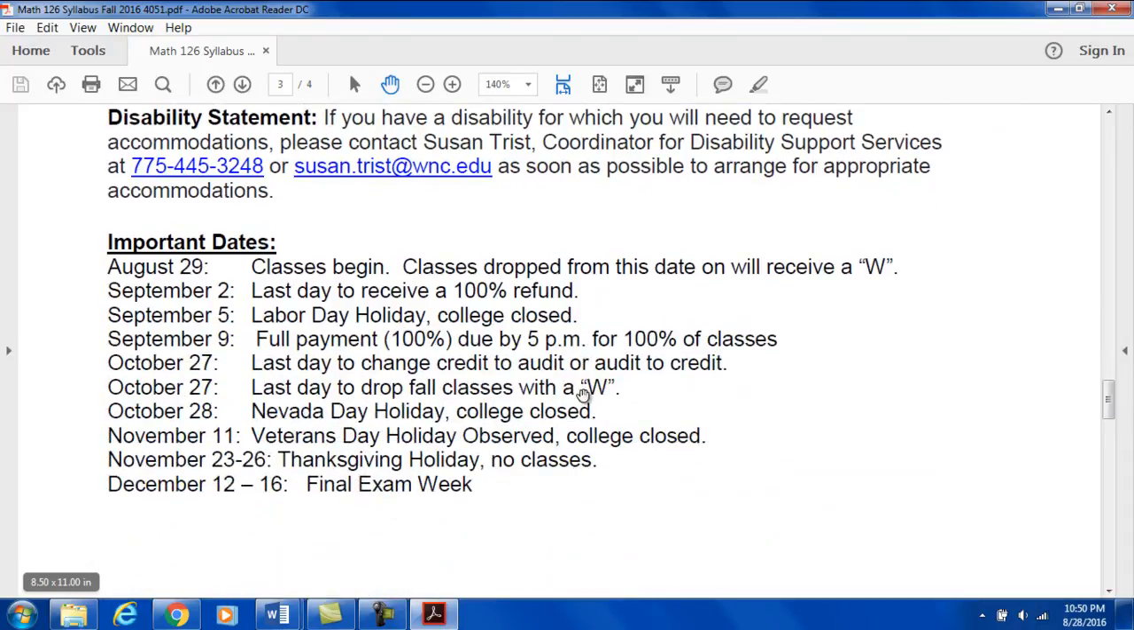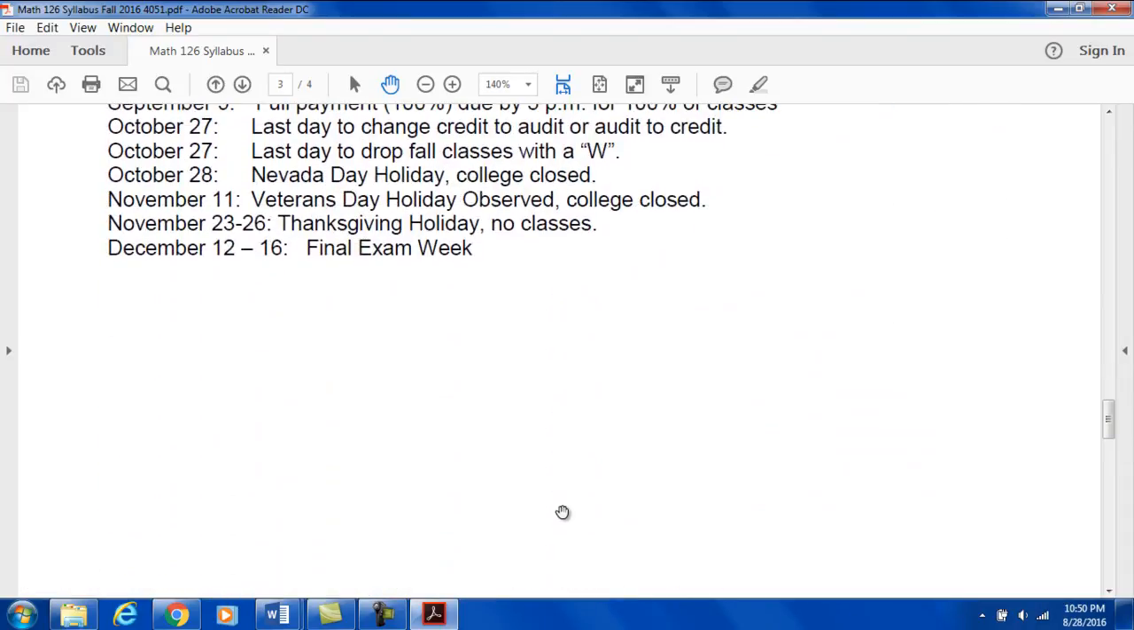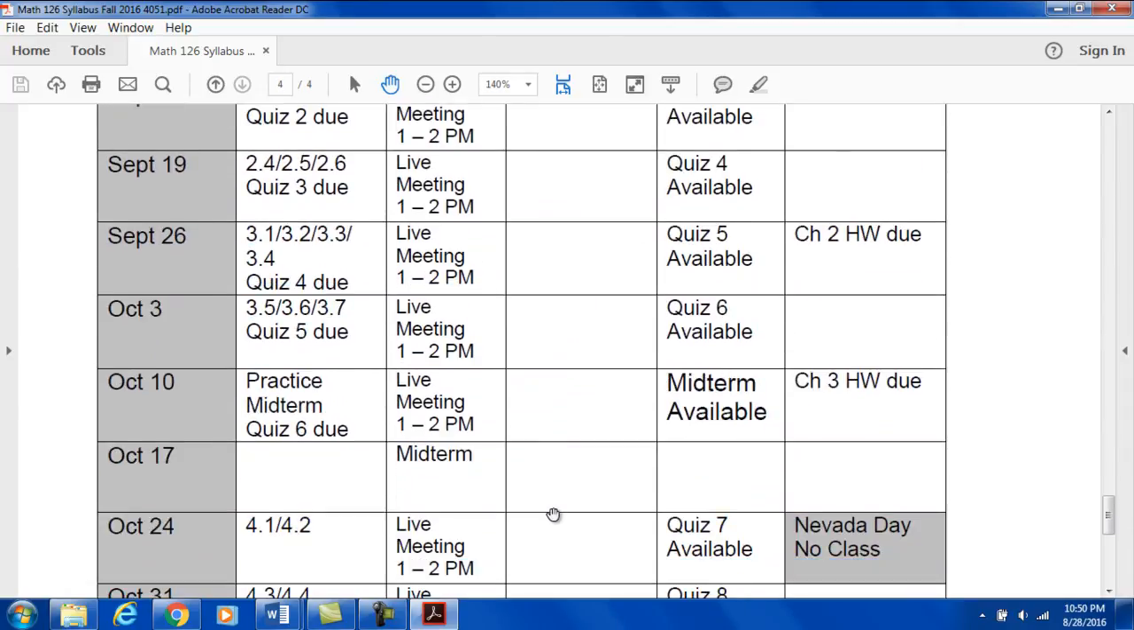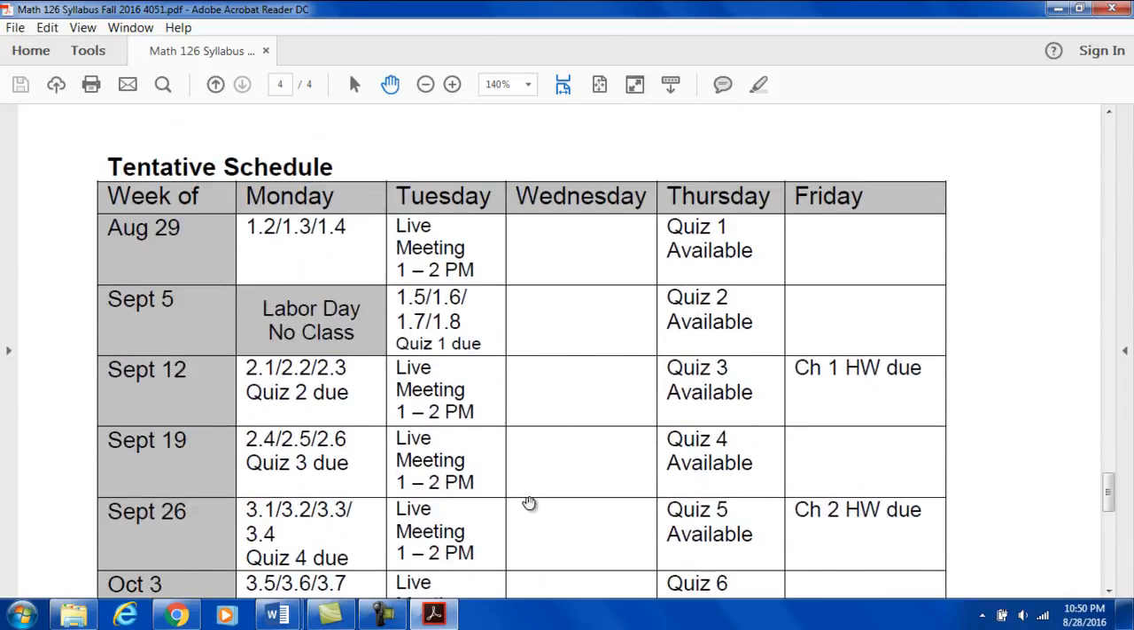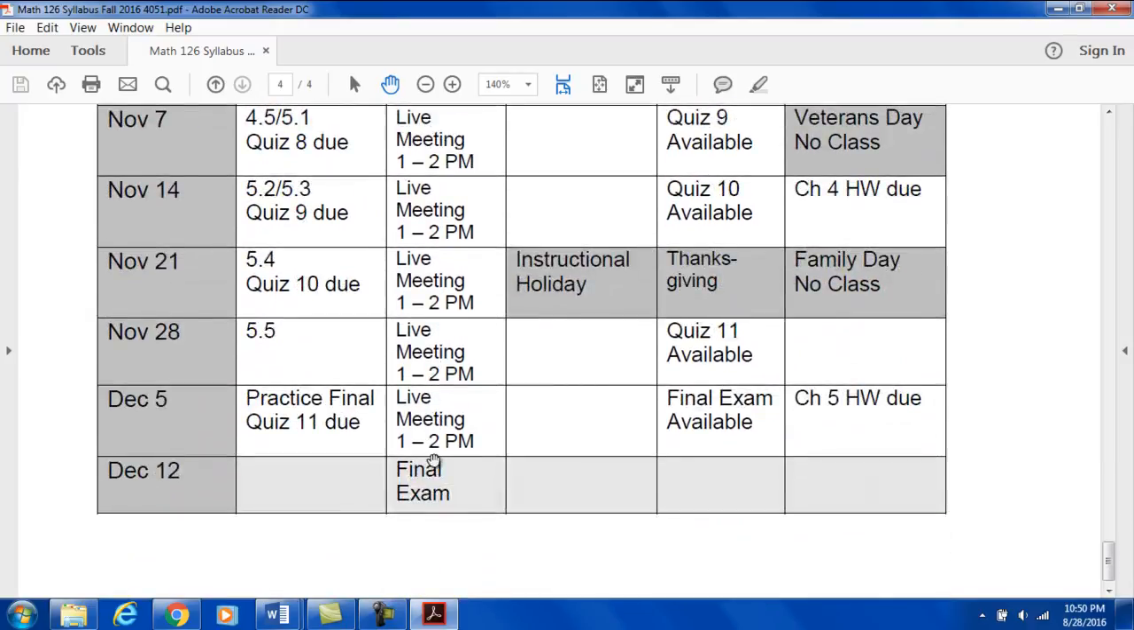Here are important dates for the semester. And here's a tentative schedule. Now if something happens and the 1 to 2 time slot doesn't work for our live meeting, I was told to pick a time, and that's what I picked. I was hoping that it's been communicated. If something has to change, we will change it. We should be having something on the 6th. I just didn't have room to put it in there. So that's what we're looking at for our semester.